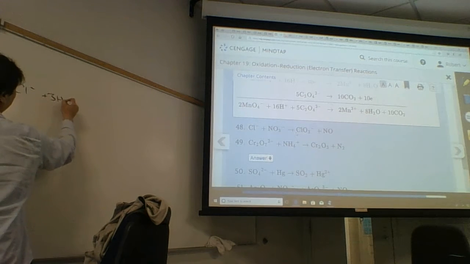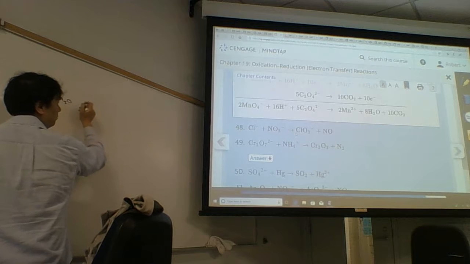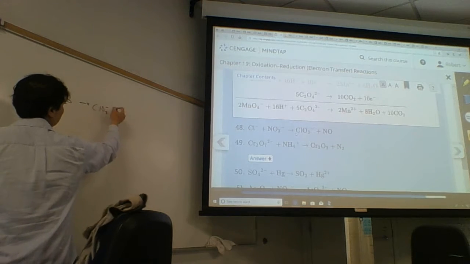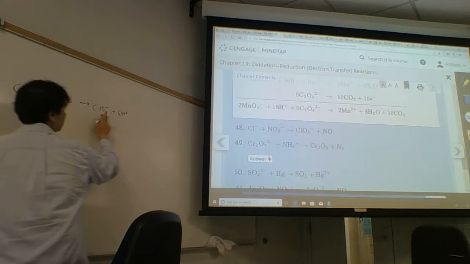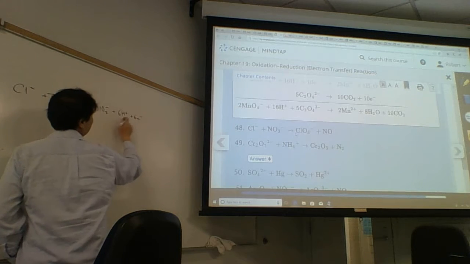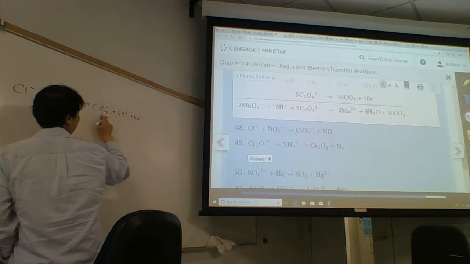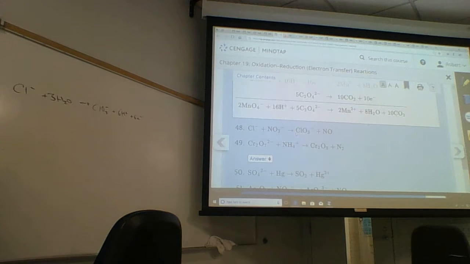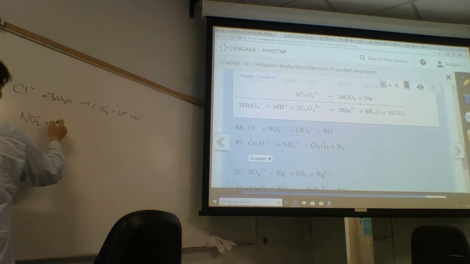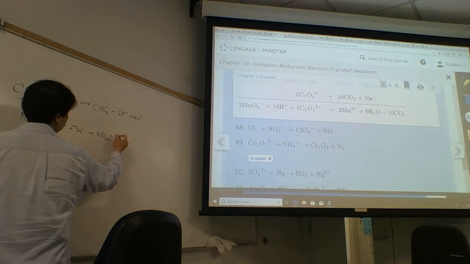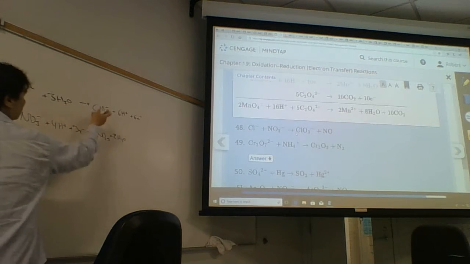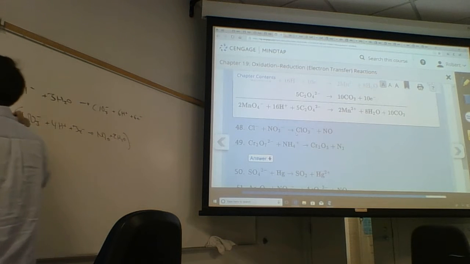Chloride plus 3 waters goes to chlorate plus 6H+. Okay, then we got the minus 1 on the left, so this is minus 1, so we need plus 6 electrons. So 6 positive cancel out 6 negative, leaving us with 1 minus. This would be the balanced half reaction there. The other half reaction we just copied off the chart. Nitrate goes to NO, so right off the chart. Nitrate plus 4H+ plus 3 electrons yields NO gas plus 2H2O. So that's right off the chart. And then we just balance it by multiplying the second one by 2 and then adding them up.